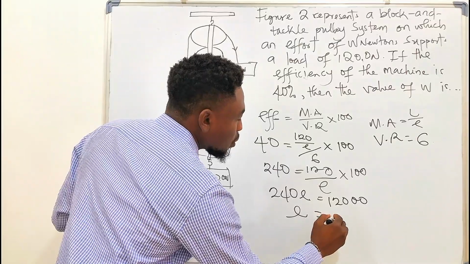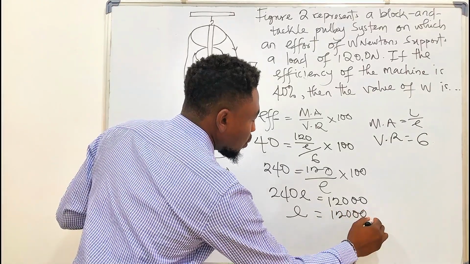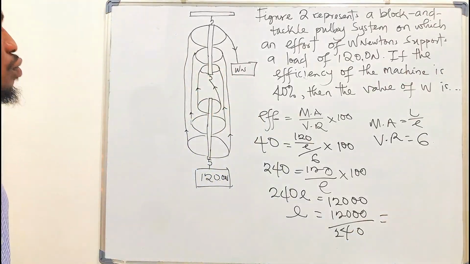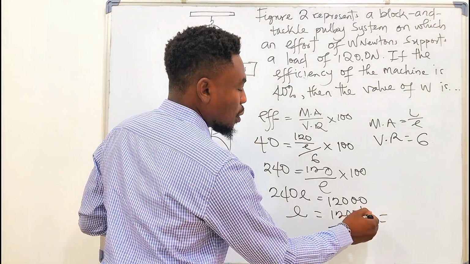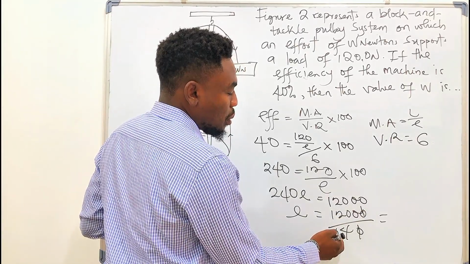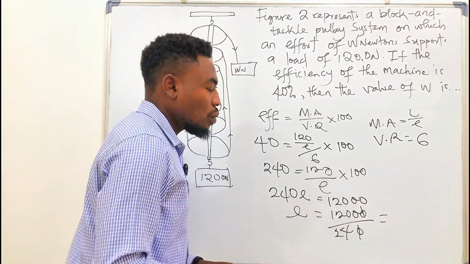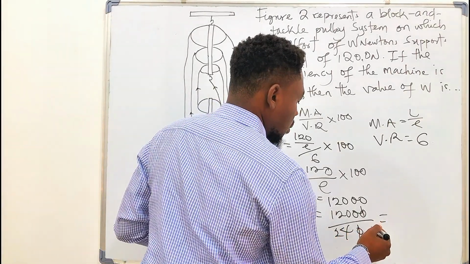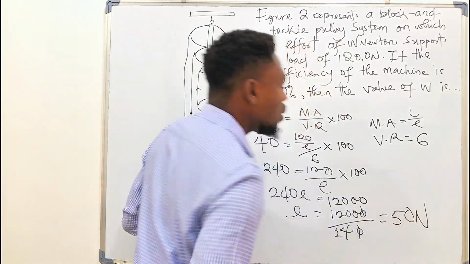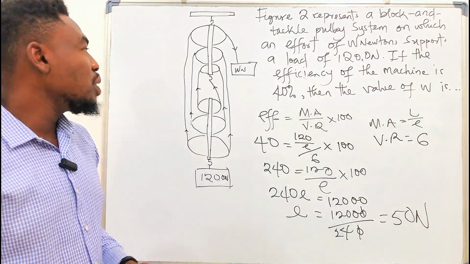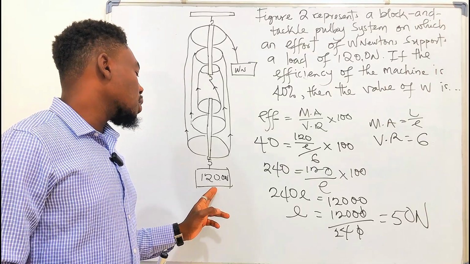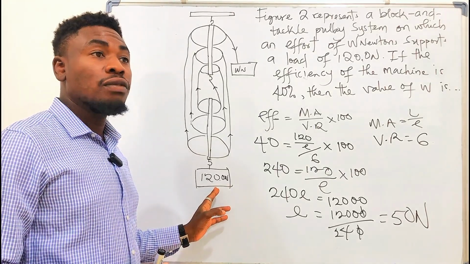So our effort will now be equal to 12000 divided by 240. This 0 will cancel this 0, right? So how many times will 24 go into 1200? It is 50. So the effort will now be 50 Newton. What does this mean? It means that if you apply an effort of 50 Newton here, you should be able to lift 120 Newton of load.